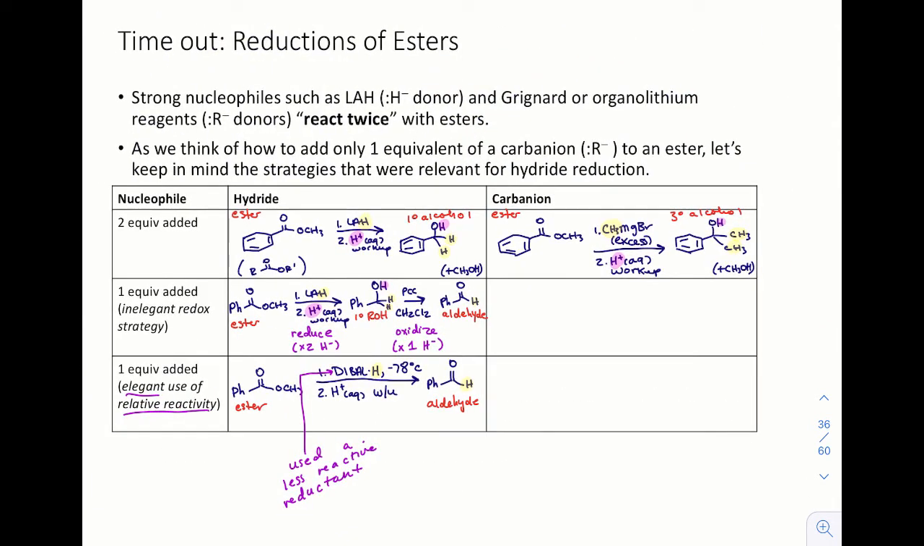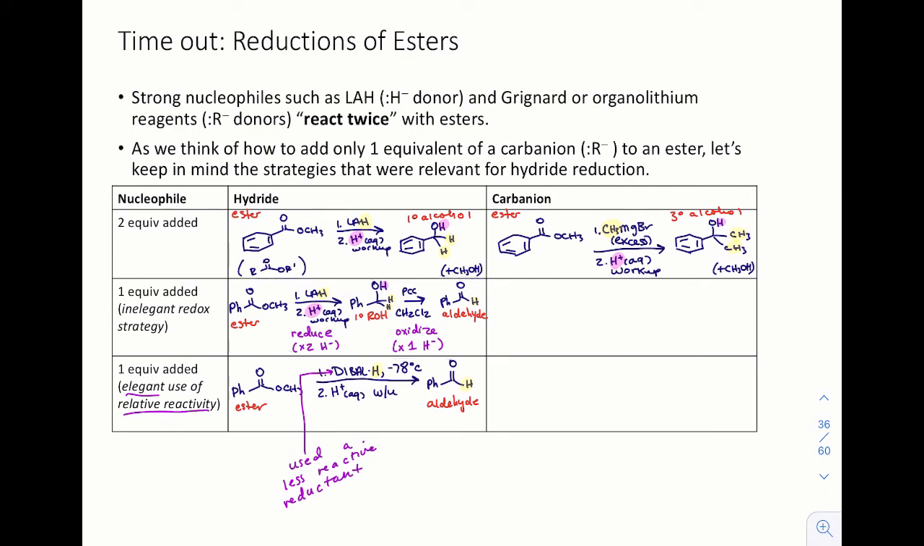We can summarize this discussion about strong nucleophile donors reacting with esters twice on this slide. So here we have LAH reduction of an ester. We have Grignard reduction of an ester. In both cases, 2 equivalents of the nucleophile add to the ester carbonyl carbon. We talked about how to add 1 equivalent of hydride to esters first with this inelegant redox strategy: reduce all the way, and then oxidize back up to the aldehyde.